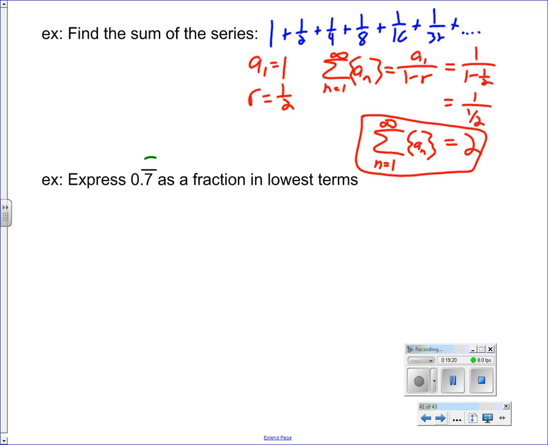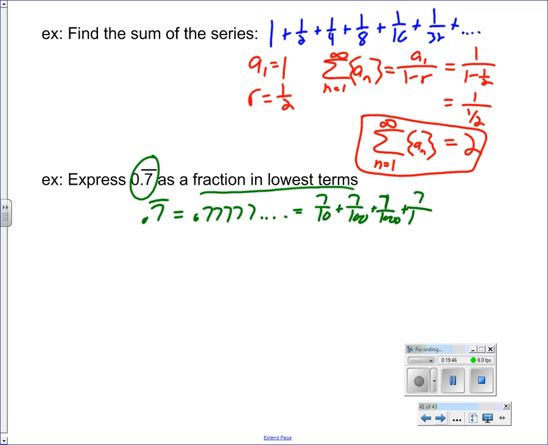We can use the same idea to write a repeated decimal as a fraction in lowest terms. So the decimal 0.7 repeating, right, that's 0.7777, and it keeps going. That's the same as 7 over 10, writing out the decimal expansion, 7 over 100, 7 over 1,000, 7 over 10,000, and it'll just keep going infinitely. So we can apply the same formula that we used in the last problem. We know our first term is 7 over 10. And that our common ratio here, what are we multiplying by every time? Well, that's 1 over 10.